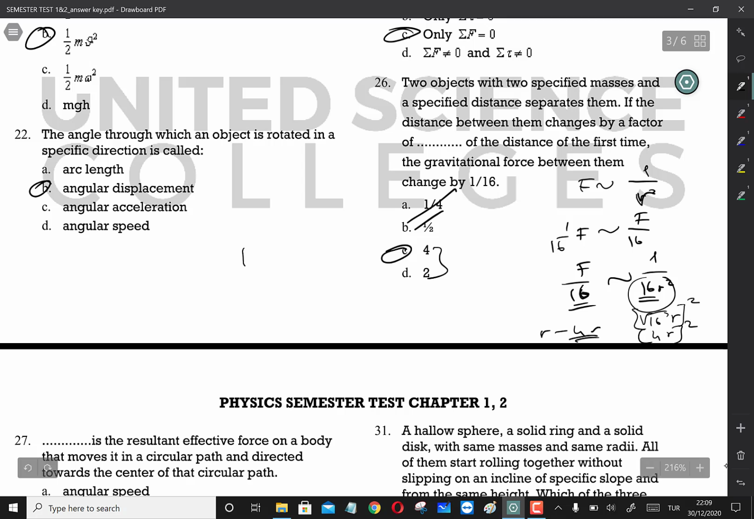If it was F equal to 1/r, then if the force decreases by a factor of 16, r must increase by 16. But because there is the square, you should take the square root of this. So that's why you are going to get 4.